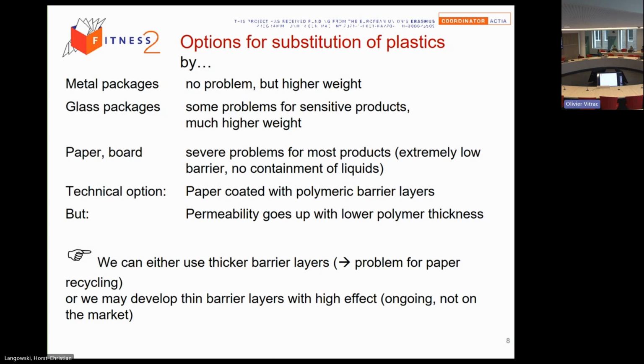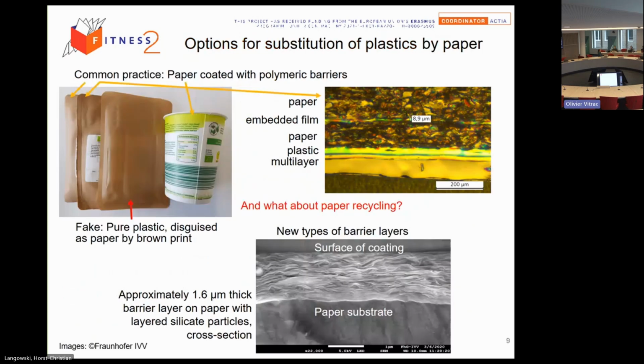So in the end, what we observe on the market today is that we see a lot of coated papers, more than in the past. And the question is, where will they end up? They will recognize that they have a lot of functional problems. So you go up with the polymer thickness, but then you go down with the recyclability. So still a lot of problems there.